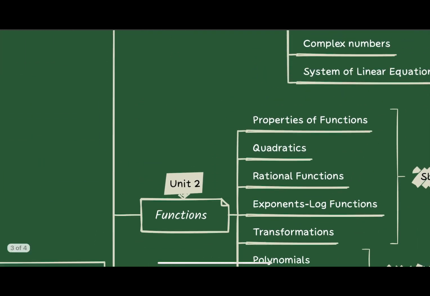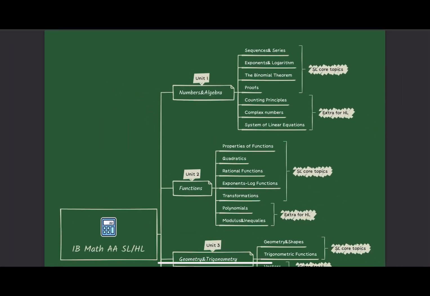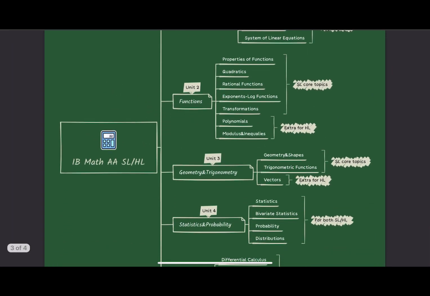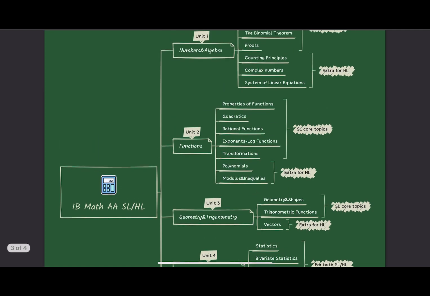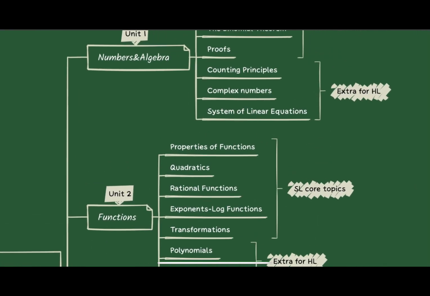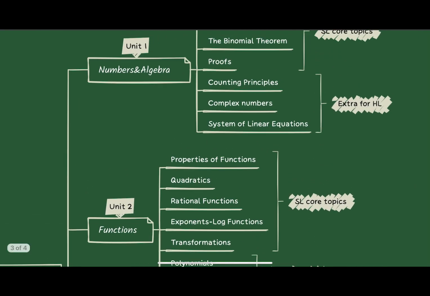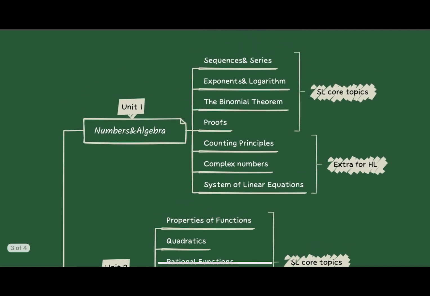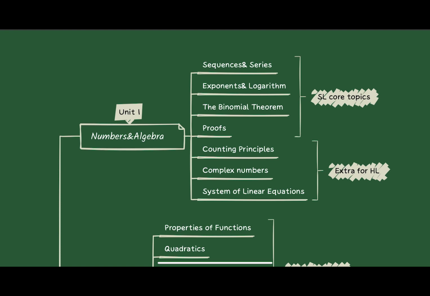In our curriculum, there are 5 units in total that we're going to study, and we'll talk about them separately. Unit 1 is about numbers and algebra. For both HL and SL students, you are going to be overcoming these 4 core topics.